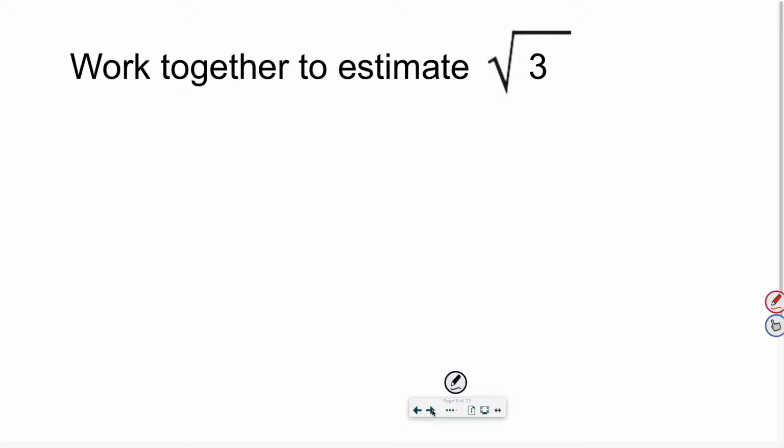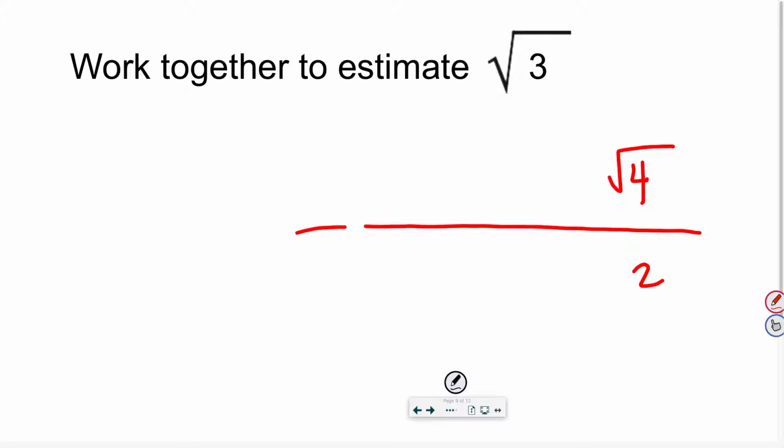The perfect squares. Okay, I know perfect squares. What perfect squares around 3 do I know? Square root of 4. Alright, I know the square root of 4. And what is the square root of 4? 2. And then what? So I know it has to be what? My number is going to be less than 2. So it's somewhere here. But it's not as little as what? 1. Yeah, it's not as little as the square root of 1.